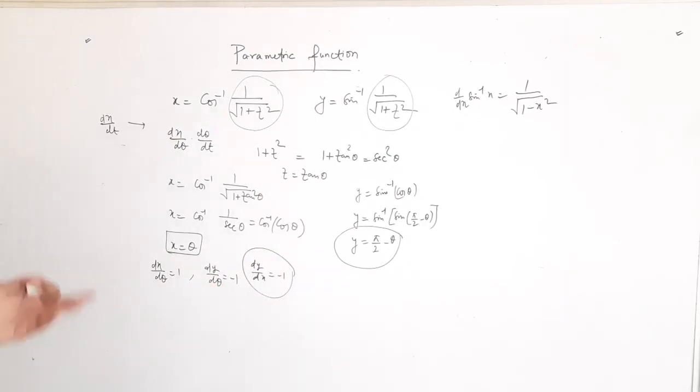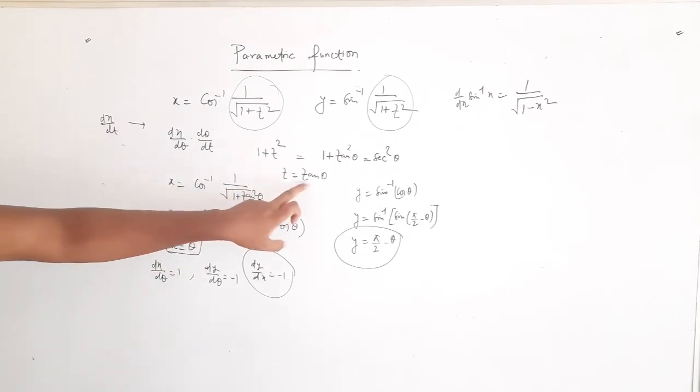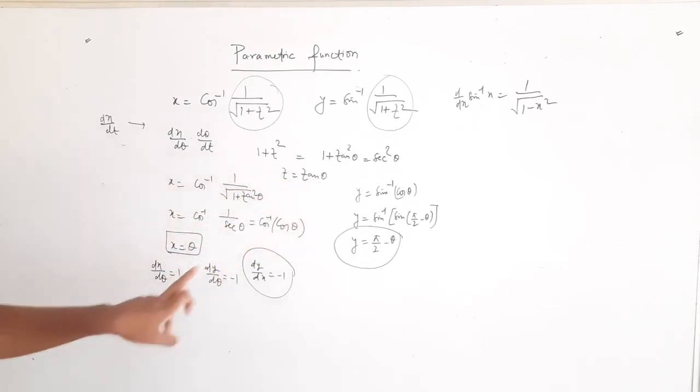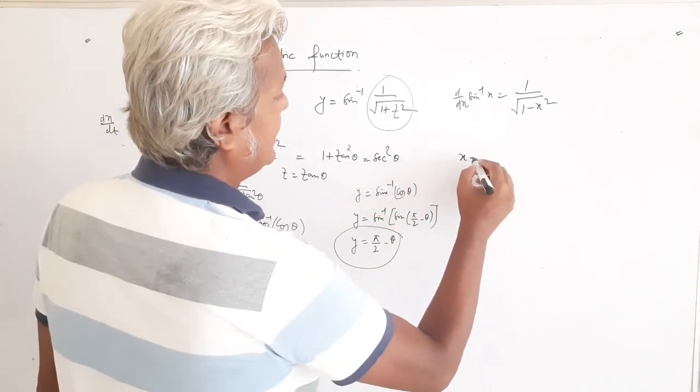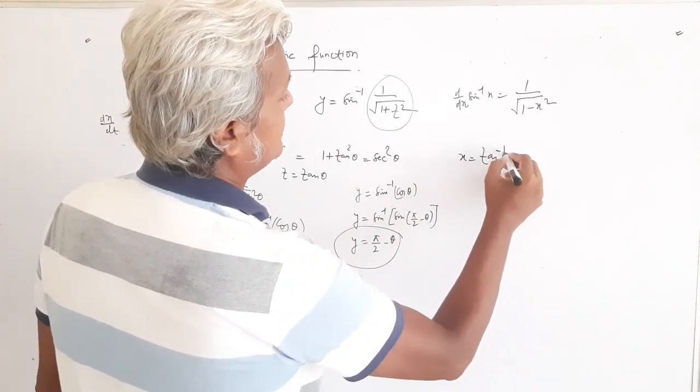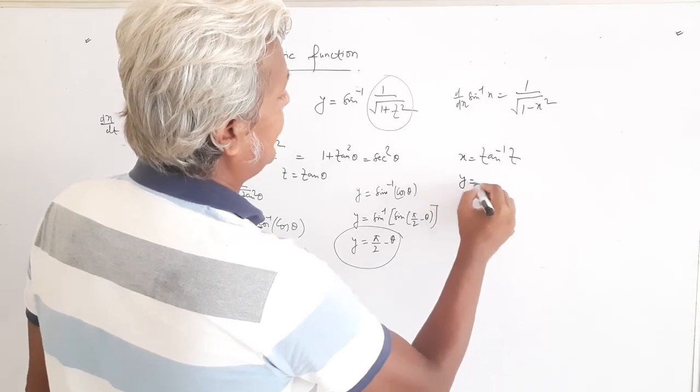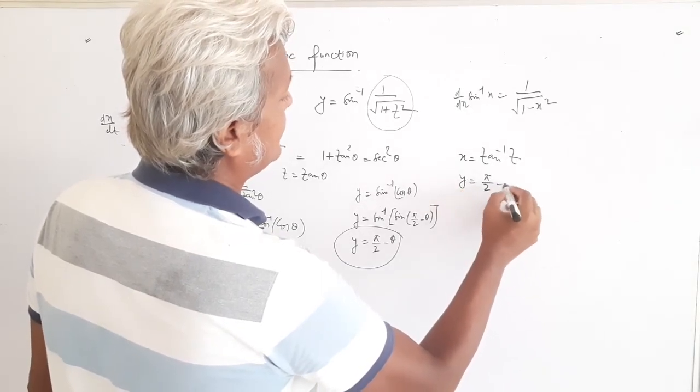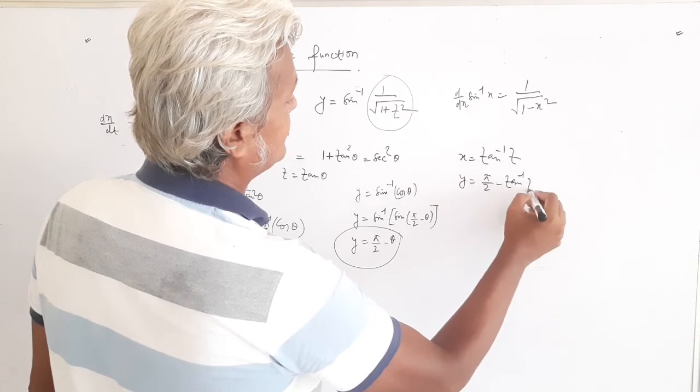Now suppose I say that no, I don't want to take any risk, because when marks are concerned, students normally become a little more sensitive. So instead of using this formula, I want to return back from here to my t. You had t equal to tan theta, so theta will be tan inverse t. So what is this x? x will become tan inverse t, and y will become pi by 2 minus tan inverse t.